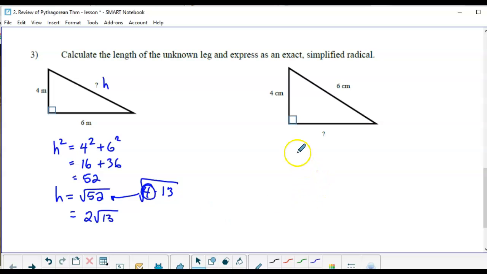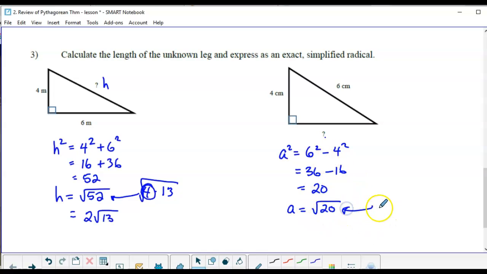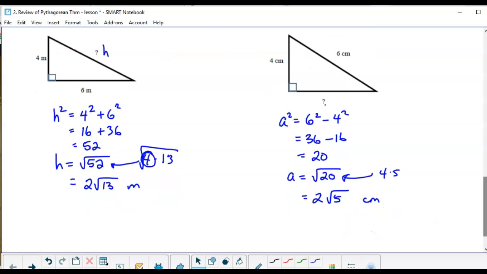Okay. Now, the next one, we're looking for a leg, so let's call it a. So a squared equals 6 squared minus 4 squared. So 36 minus 16 is 20. So a is the root of 20. Well, 20 is 4 times 5. So the root of 4 is 2, and 5 has to stay home. And then put in the units, that was meters, this was centimeters. Okay.